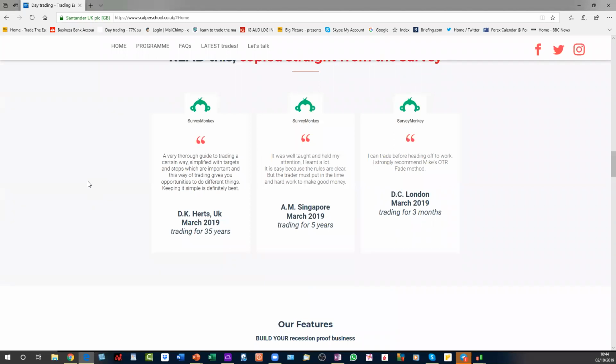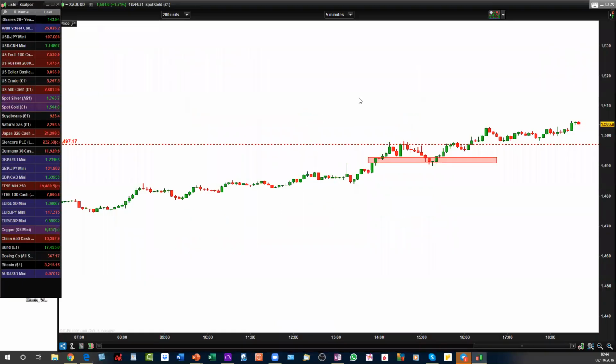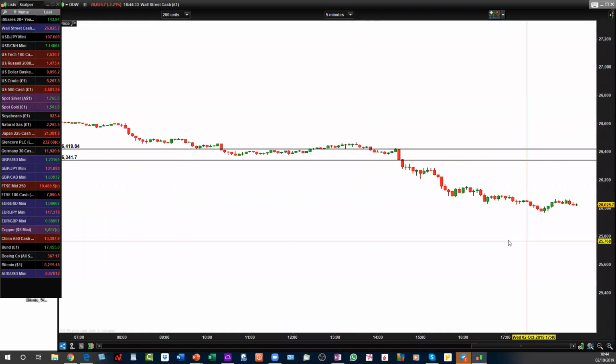Okay, so let's have a look at where we are at the moment in the markets. So the Dow is still, these highs are still selling. I think these highs are still shortable. So we've had a 455 pip move from the opening price. Not bad. Not bad at all.